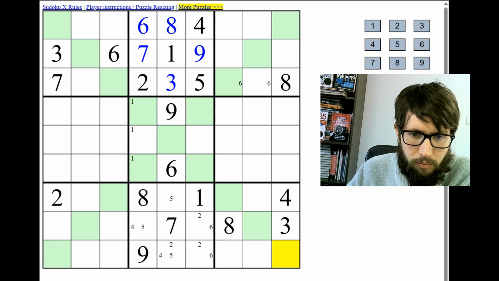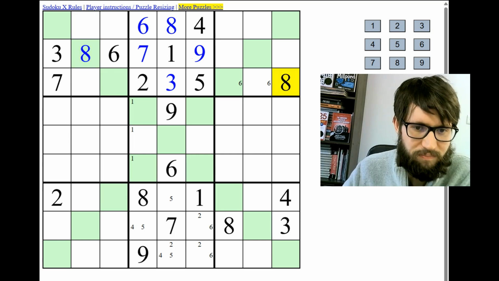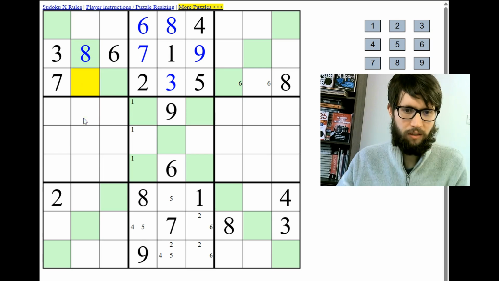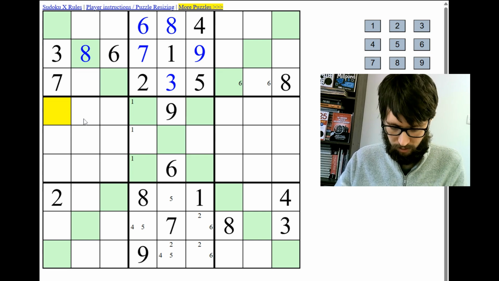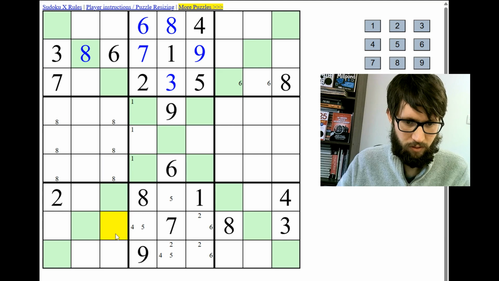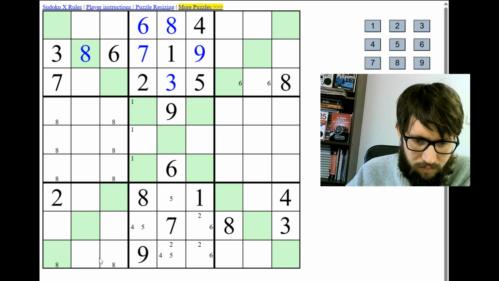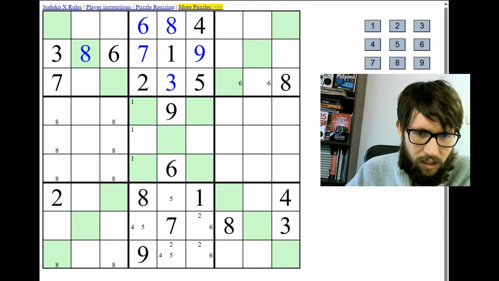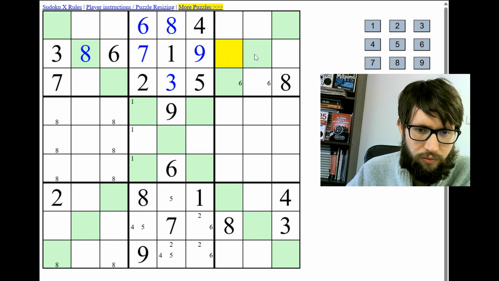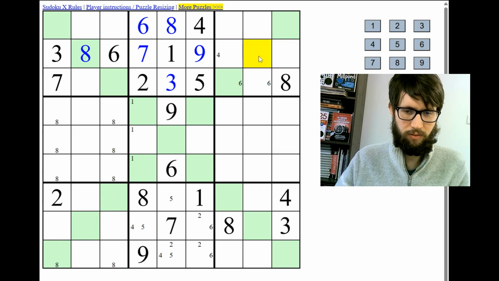So no 8 in the top, no 8 here. The 8 has to go here because of these 8s. Which means we can place some small 8s here, here, here, here, here. Not there. Only here or here. The 3 numbers here we know are 2, 4 and 5. 4 can't go there, so the 4 has to be one of these 2.